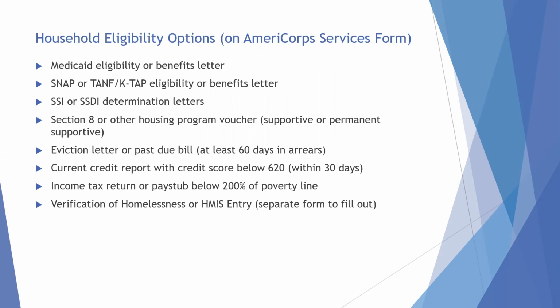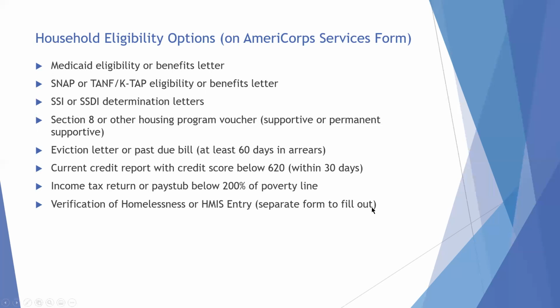These household eligibility options are listed on the AmeriCorps services form. And again, you're going to select just one of them. So you can use Medicaid eligibility or benefits letter, SNAP or TANF/KTAP eligibility or benefits letter, SSI or SSDI determination letters, a copy of their Section 8 or other housing program voucher, an eviction letter or past due bill, a current credit report with a credit score below 620, an income tax return or pay stub that demonstrates the household is below 200% of the poverty line, or you can use a verification of homelessness or HMIS entry.